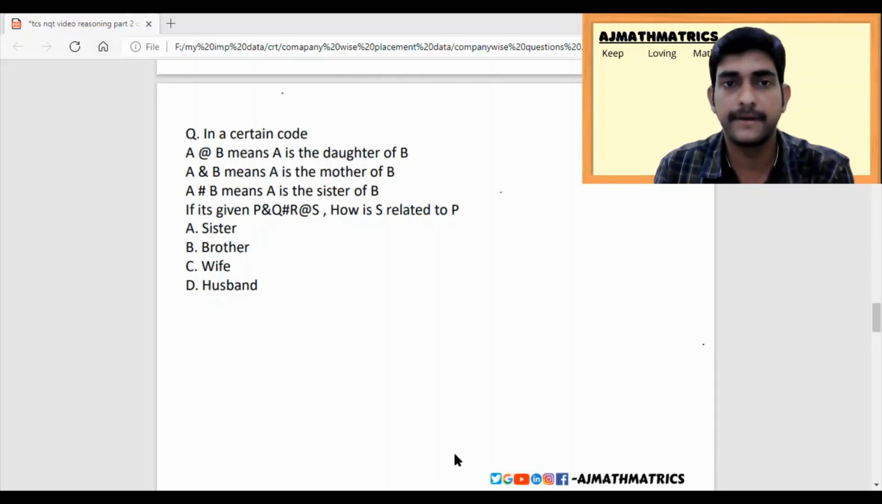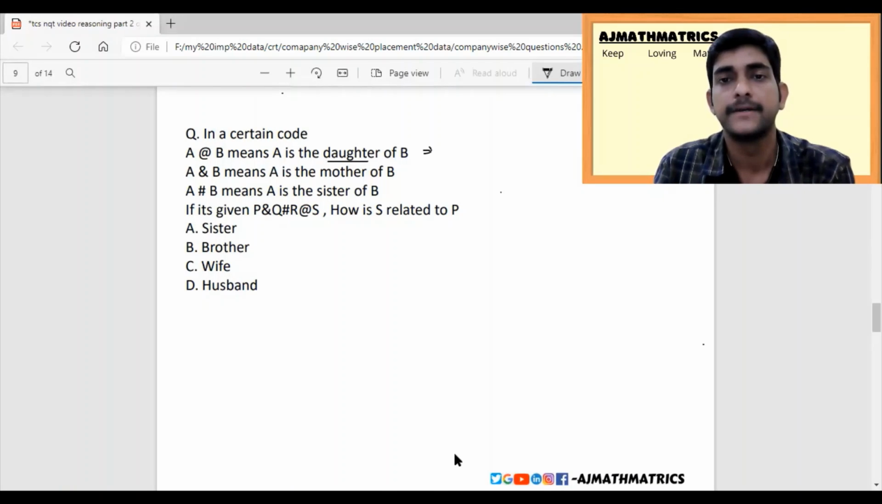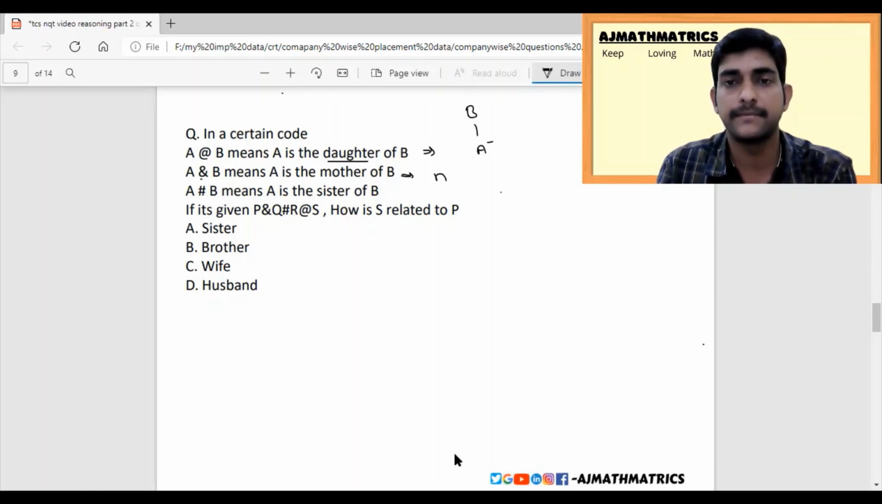The next question is the blood relation question. A at the rate B means A is the daughter of B. So A is the daughter of B. How do we write? A is a female, 1 generation below B. We don't know the gender of B. Next, A ampersand B means A is the mother of B, which means A is in the above generation, B in the below generation. A is a mother, something like this. A hash B means A is the sister of B, which means A and B are in the same generation. So in every case, we don't know the second alphabet's gender.